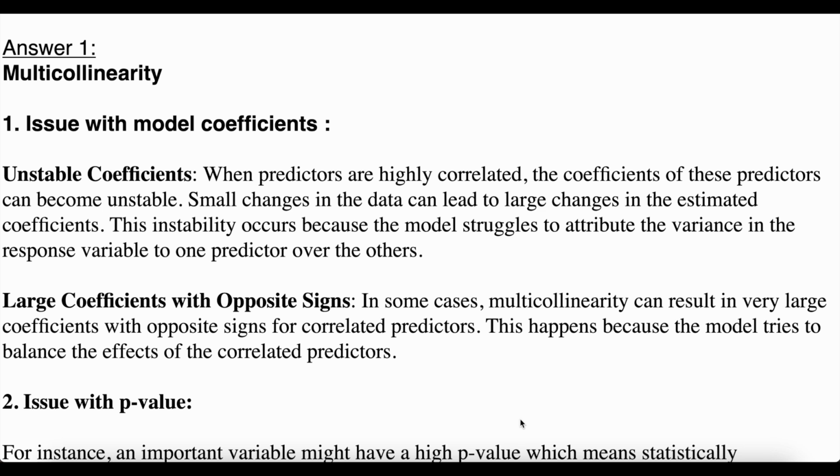Second is the issue with the sign itself. For example, we know sales and price are inversely proportional. When you increase the price, sales of a product will go down. However, if you have multicollinearity in the data, you might get the opposite sign. We were expecting a negative sign for the price coefficient, however, you might get a positive sign for the price coefficient.